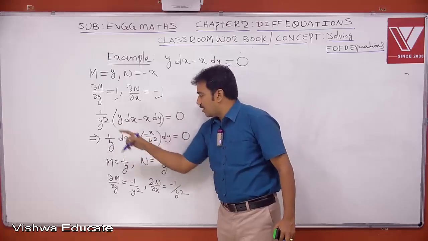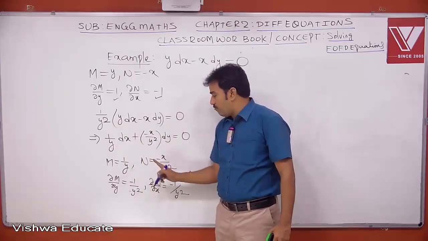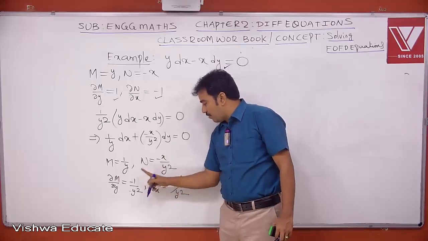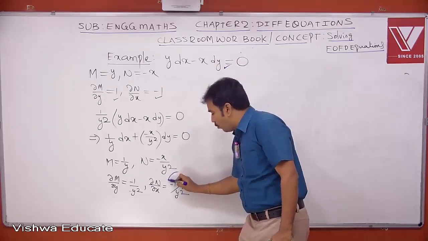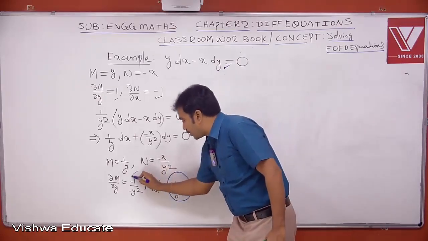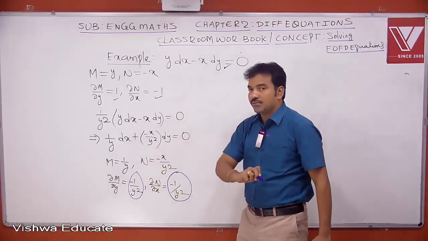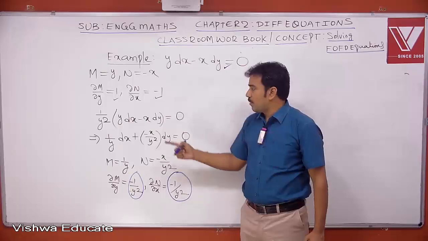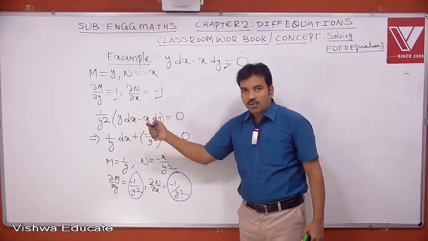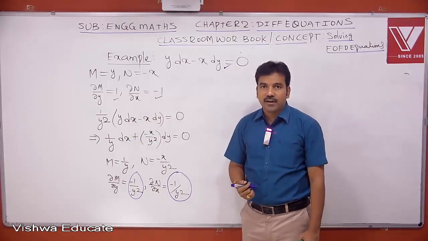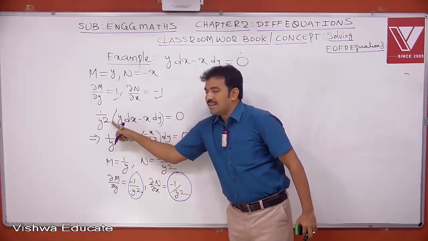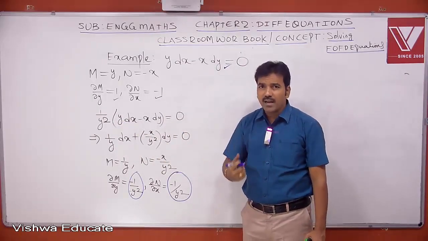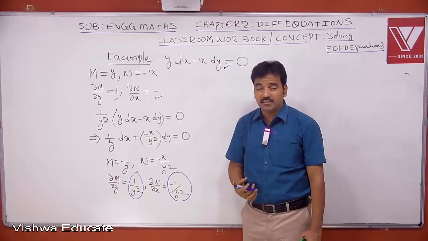But when it is multiplied with 1 by y square, the m and n values have been updated. After that, when you calculate dou m by dou y and dou n by dou x, both become the same quantity, minus 1 by y square. Therefore, this equation became exact because it is multiplied with 1 by y square. According to the definition of an integrating factor, this 1 by y square is one of the integrating factors of this equation.